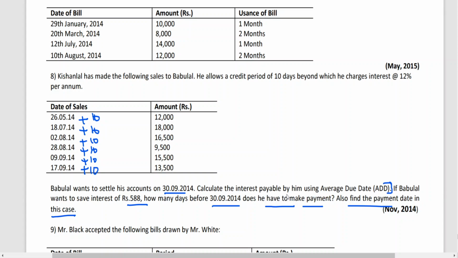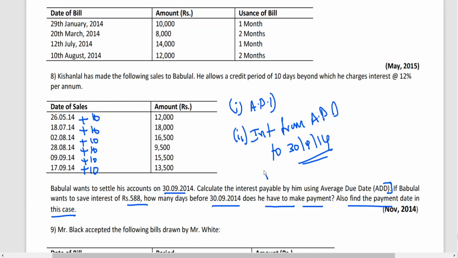Calculate the interest payable by him using average due date method. So point number 1, first let us calculate average due date. Point number 2, let us calculate interest. Then we discuss about the third point. So two things we should calculate. Average due date, first point we need to calculate. Then point number 2, we need to calculate interest from average due date to 30th September 14. Then we discuss the third point about saving interest. We discuss this later.